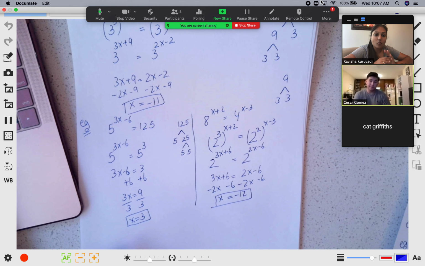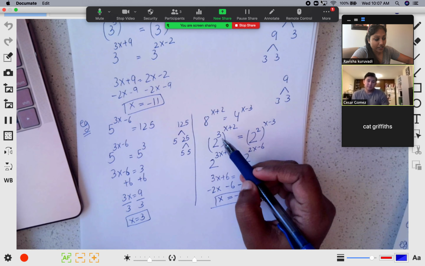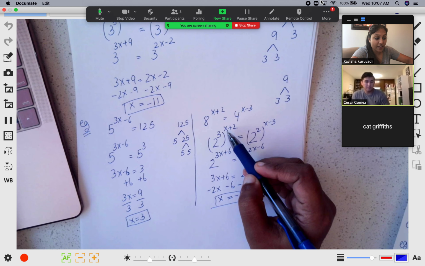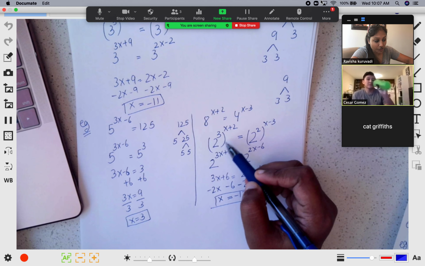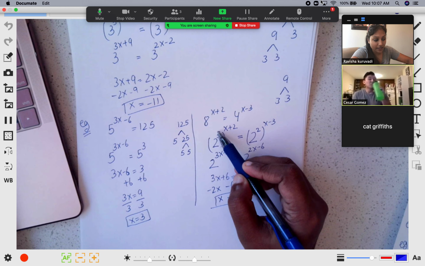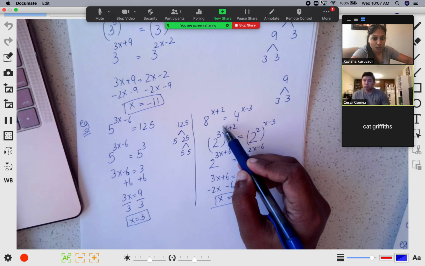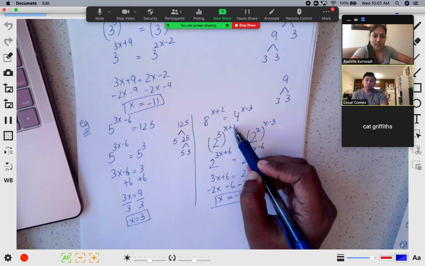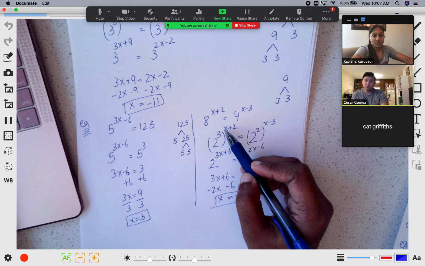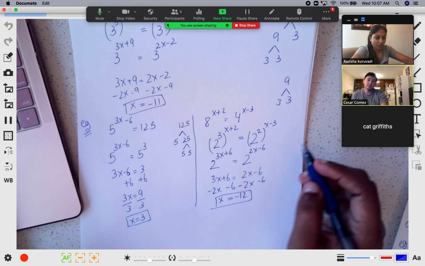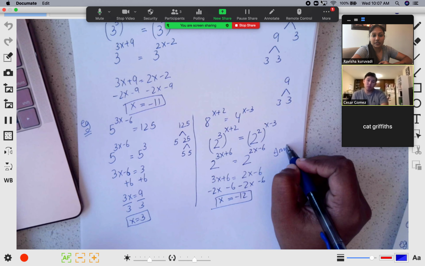So one thing I want to specify is that a very common mistake is not distributing. When you're writing 2 to the power of 3 and you have x plus 2, make sure to distribute. You have to multiply this 3 with x also and with 2 also, not just x. That's a very common mistake here. Make sure you distribute. So this is an important step here of distributing.